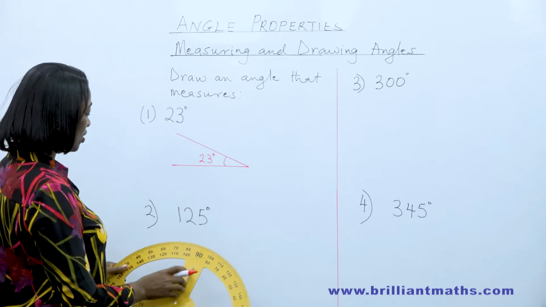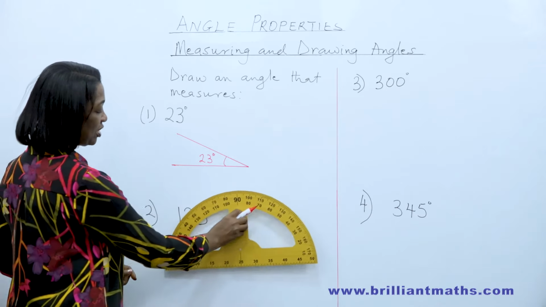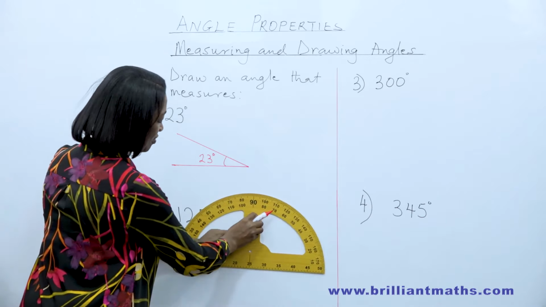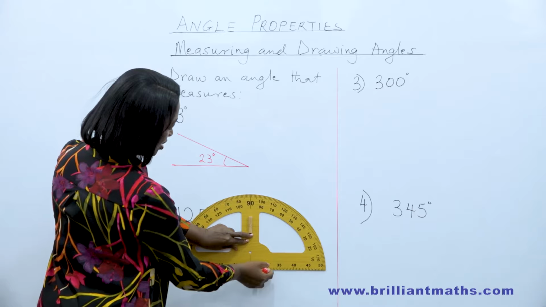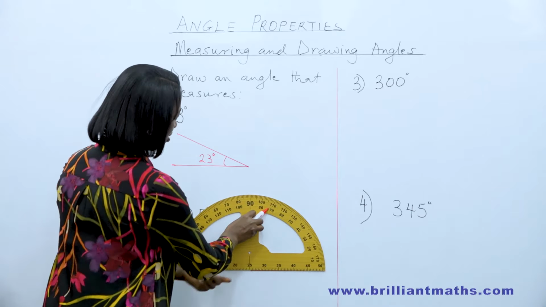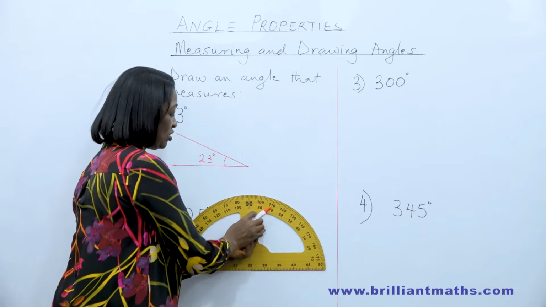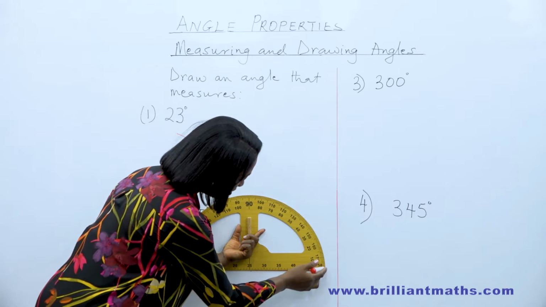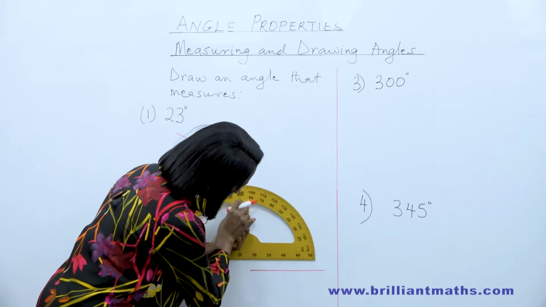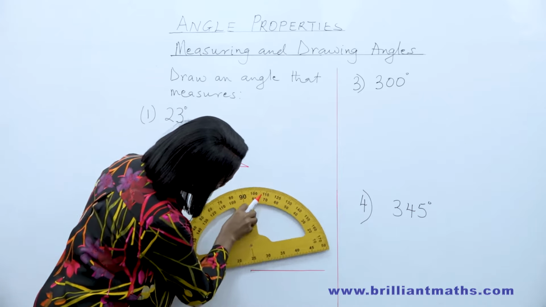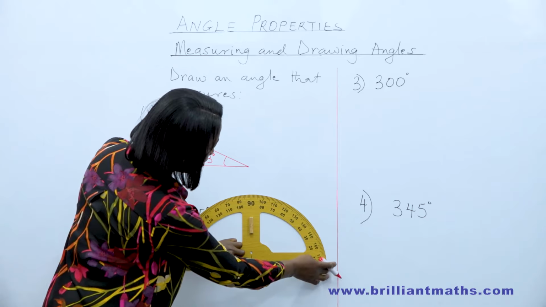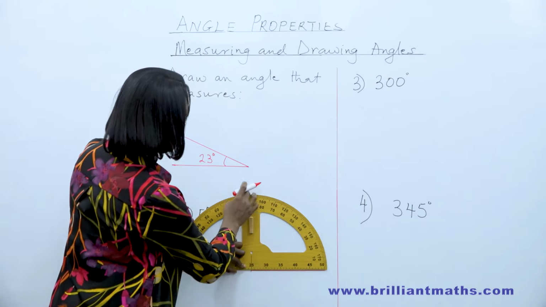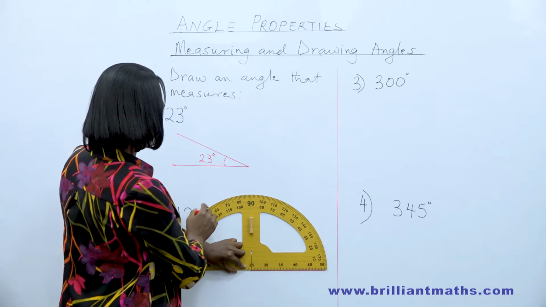So let's see the next one. 125 degrees. So that's my angle measurer. So this time, that's the center. Then I draw my straight line. Okay? 125. 0. Be careful. I'm just making sure that it aligns. Good. So 0, 10, 20, 30, 40, 90, 100, 120, 125. It's right here.